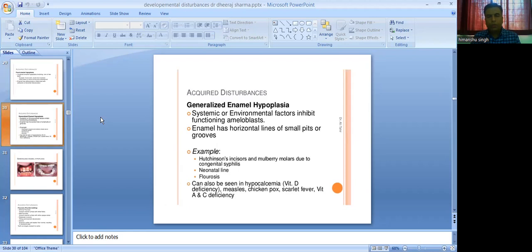Next, generalized enamel hypoplasia, where systemic or environmental factors inhibit the functioning of the ameloblasts. Enamel has horizontal lines or small pits or grooves. Examples are Hutchinson's incisors and mulberry molars due to congenital syphilis, and fluorosis. It is usually seen in hypocalcemia, that is, vitamin D deficiency, measles, chickenpox, scarlet fever, and vitamin A and C deficiency.